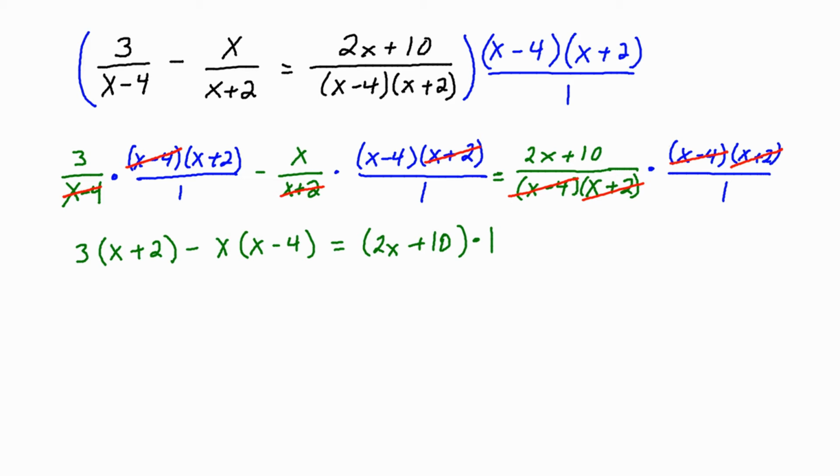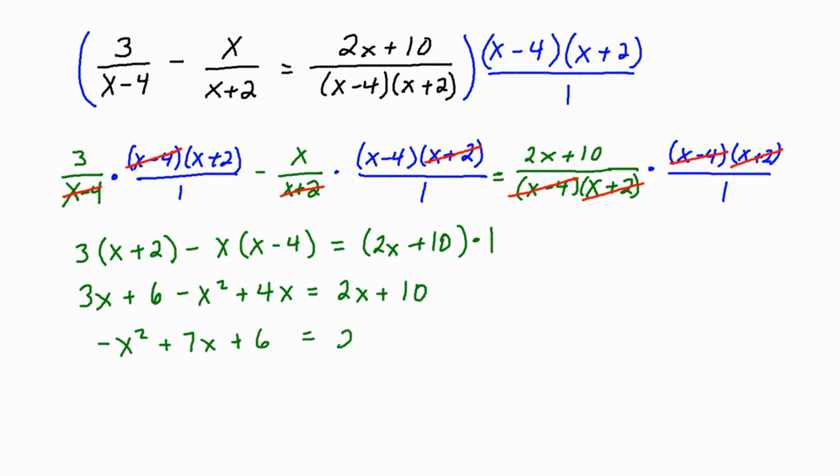3 times x is 3x, plus 3 times 2 is 6, minus x times x is minus x squared, minus x times minus 4 is plus 4x, equals 2x times 1 is 2x, plus 10 times 1 is 10. Combining like terms, I have negative x squared plus 7x plus 6 equal to 2x plus 10.